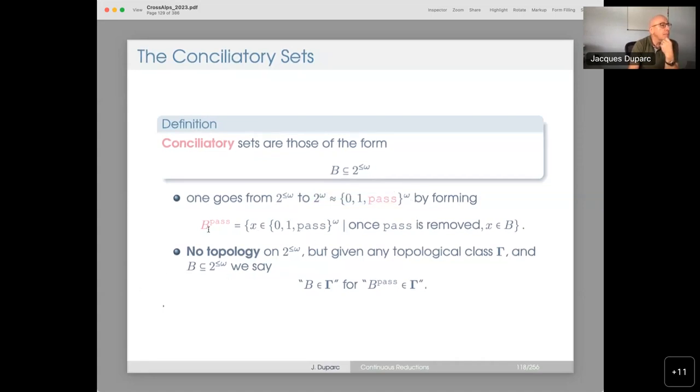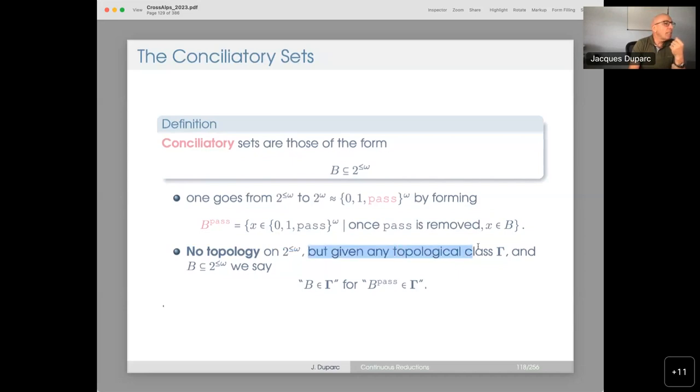If you give me a set B, a set of finite and infinite sequences of zeros and ones, I will form B pass, which is the set of all infinite sequences of zeros, ones, plus this other letter pass, such that once you remove every occurrence of the letter pass, what you get belongs to B, right? So for instance, if my sequence is only pass, pass, pass, pass, pass, when I remove the pass, I get the empty sequence. Okay, so there is no topology on this set, and I will explain that there's a good reason why there's no topology.